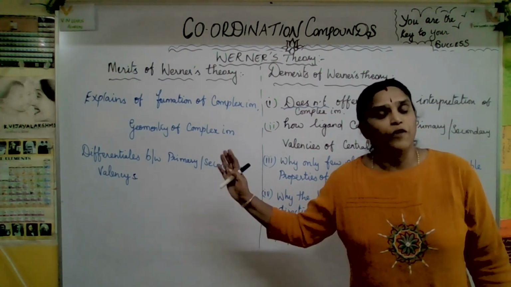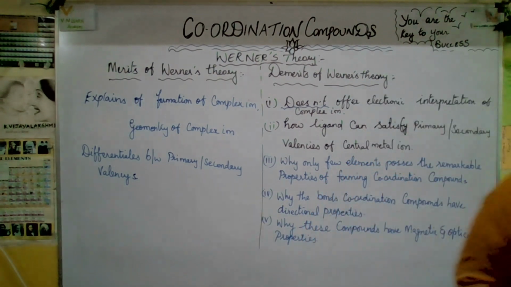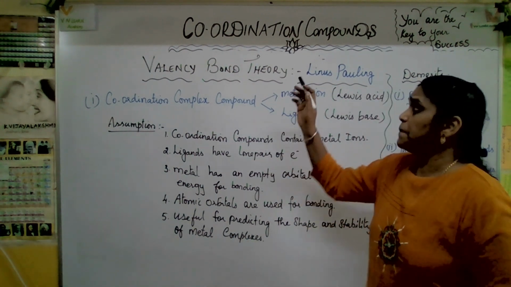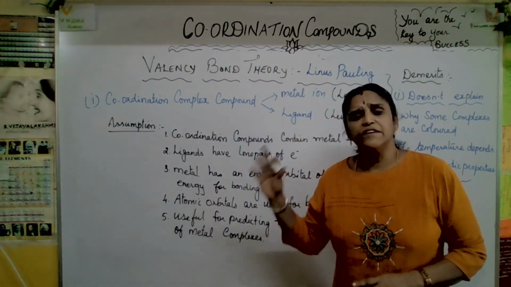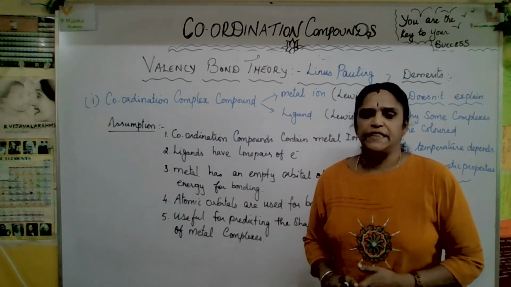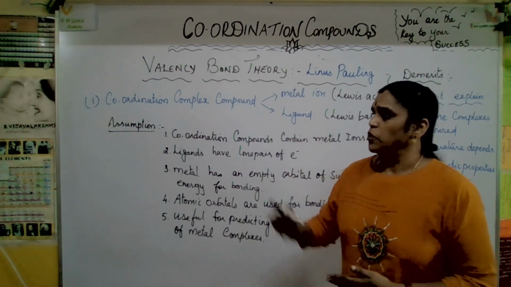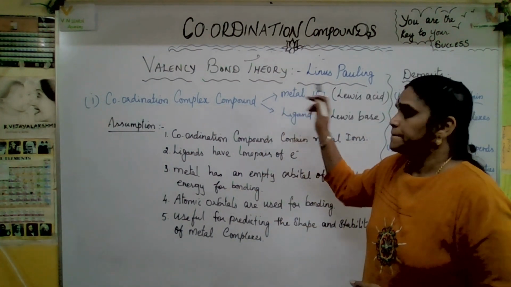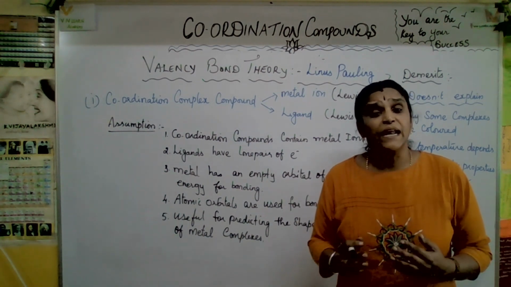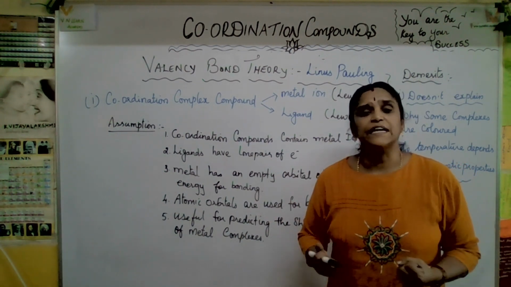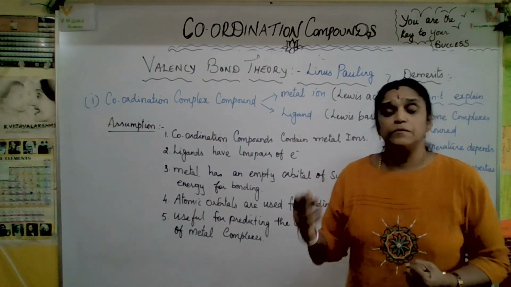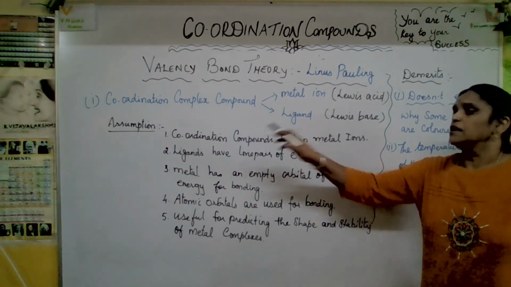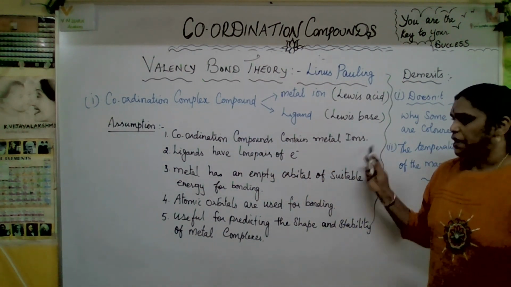Let us go and check VBT theory, the next point. Now let us analyze the VBT theory given by Linus Pauling. He has given some assumptions of VBT theory for coordination complex compounds. First and foremost, coordination complex compounds have two main parts, that is metal ion and ligand. Metal ion acts as a Lewis acid because it accepts electrons, whereas ligand acts as a Lewis base because it donates electrons.